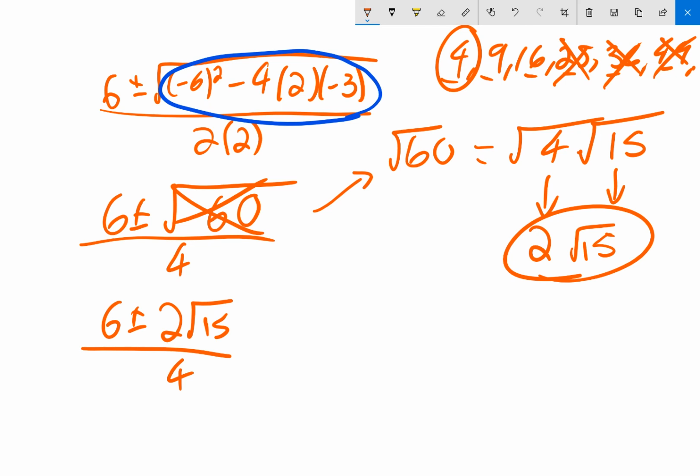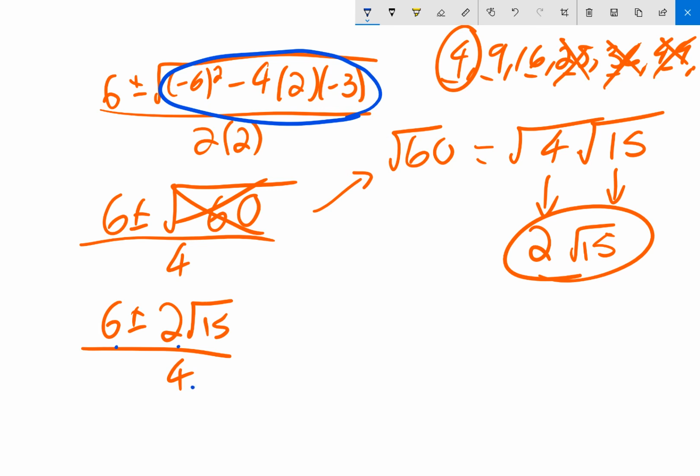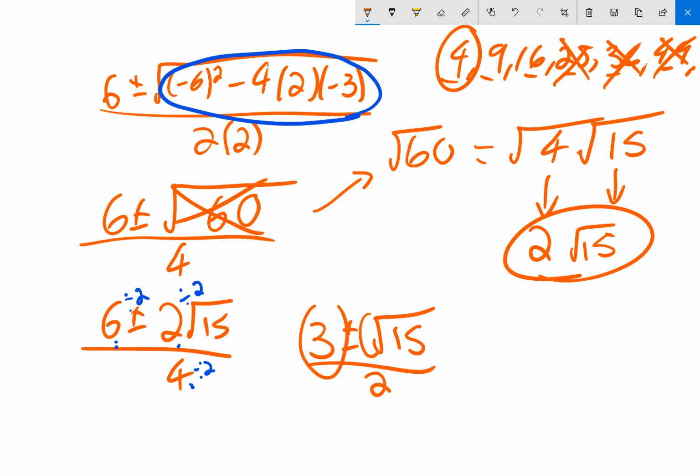And my answer, I can reduce, notice how I can reduce 6, 2, and 4. All three of these numbers are divisible by 2. So if you divide each of these by 2, then your answer is going to become 3 plus minus 1 square root of 15, or just square root of 15, over 2. 6 divided by 2 makes 3. 2 divided by 2 makes 1, which isn't written there, but it's still there. And then 4 divided by 2 makes 2 at the bottom.